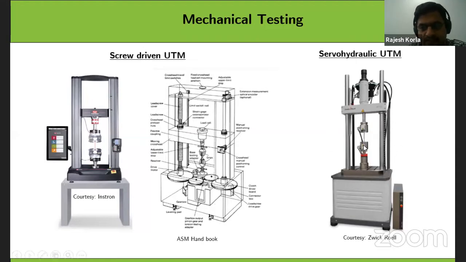There is a hydraulic machine. Here we have an actuator. This will be connected to a hydraulic pump, the power pack.